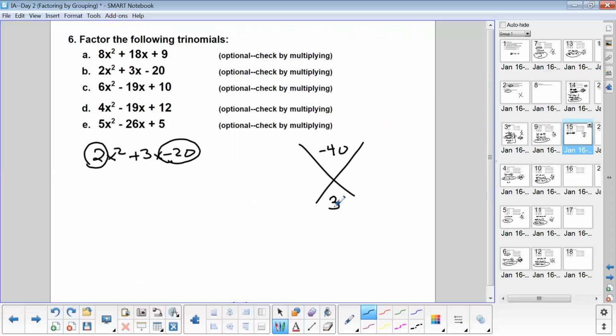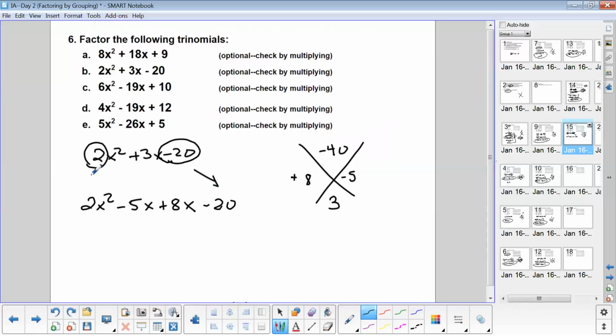I need two numbers that are going to multiply to give me negative 40, but add to give me positive 3. Well, in order to add to give me positive, means one's got to be positive, one's got to be negative. 40 would be 8 and 5. This one would be positive, this one would be negative. Now notice how I'm going to write these. Since this one's positive, this one's negative, 2x squared, I'm just going to write this term. And I can because they're interchangeable. So 2x squared minus 5x plus 8x, and then rewrite the last term.